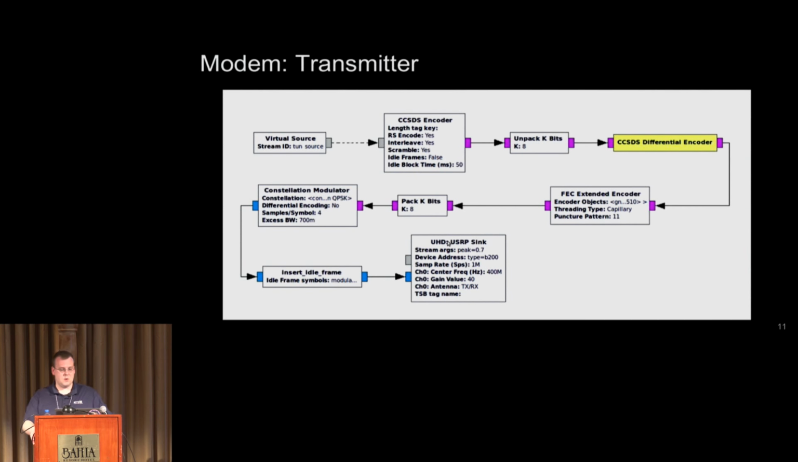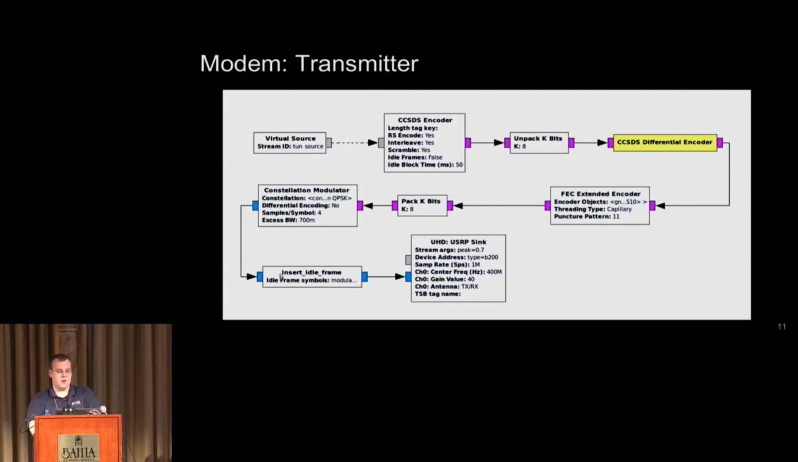So here's the transmitter side of the modem. I've got a virtual source here, which I'll show where that connects later. We've got the CCSDS encoder block that is provided by Andreas Lafaldi. You've got to unpack the bits for the FEC extended encoder, and there's an object not shown here that's setting all the parameters for the convolutional encoder. Then you've got to repack your bits and send that through the Constellation modulator. I've got a Constellation object. Like I said, this is a QPSK modem.